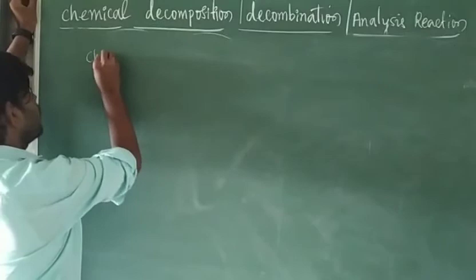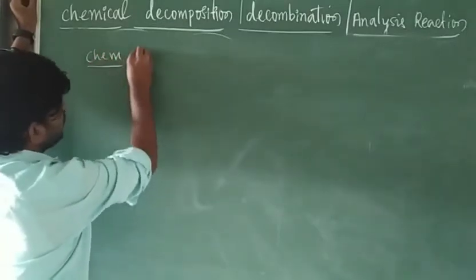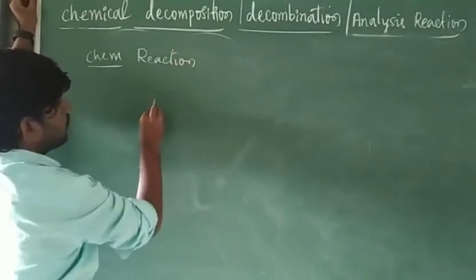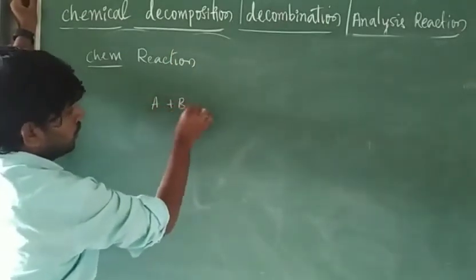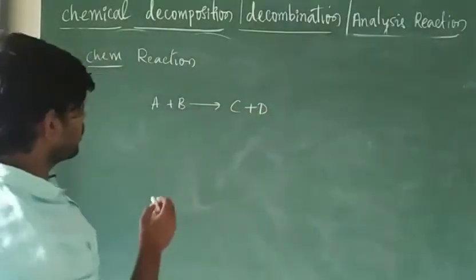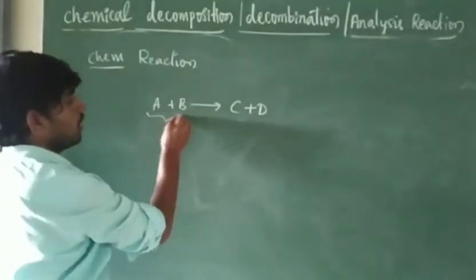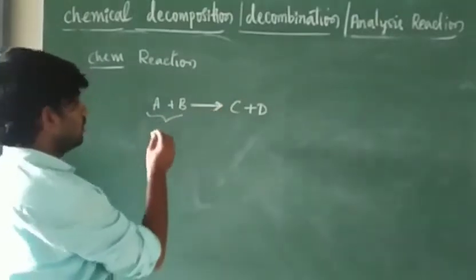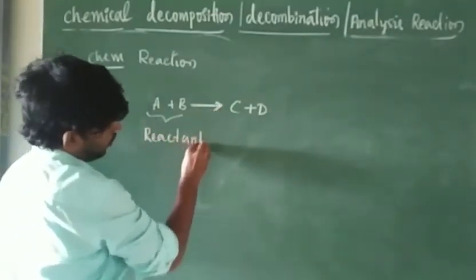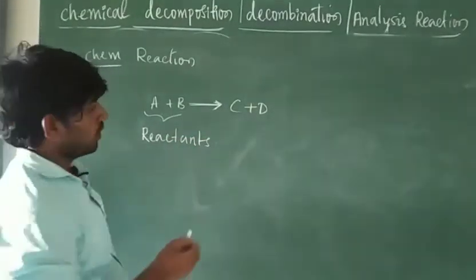So in this reaction, before going to the concept, you should remember in a chemical reaction, suppose A plus B is going to react to form C plus D. Whatever is on the left side before the arrow mark, we are going to call reactants.